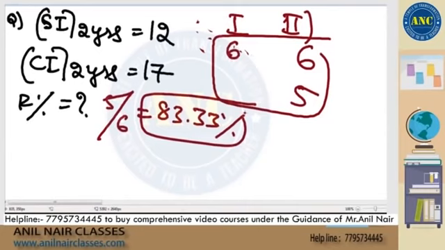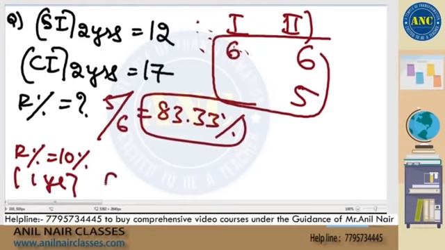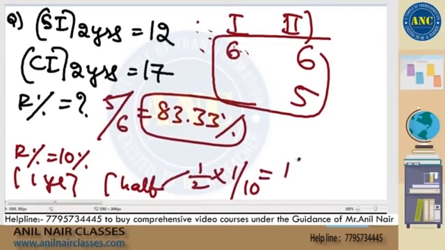Right? Already Gautam, we have discussed half. We have discussed Gautam, R percentage is 10 percentage for 1 year. For half yearly, it is 1 by 2 into 1 by 10, 1 by 20. Already we discussed.